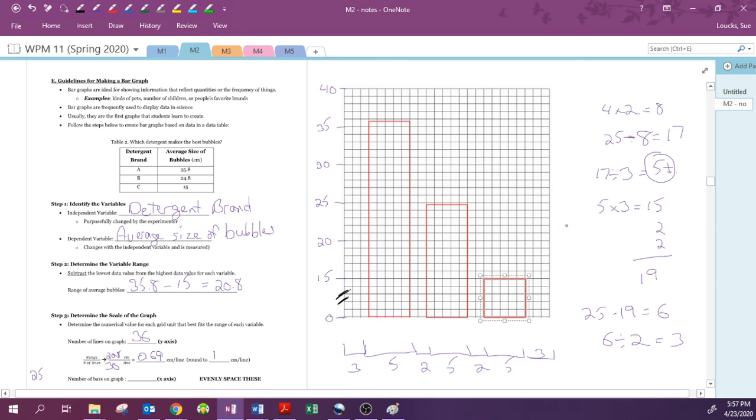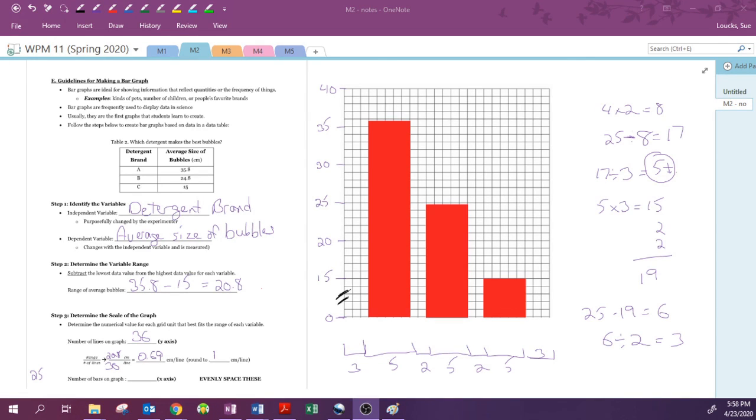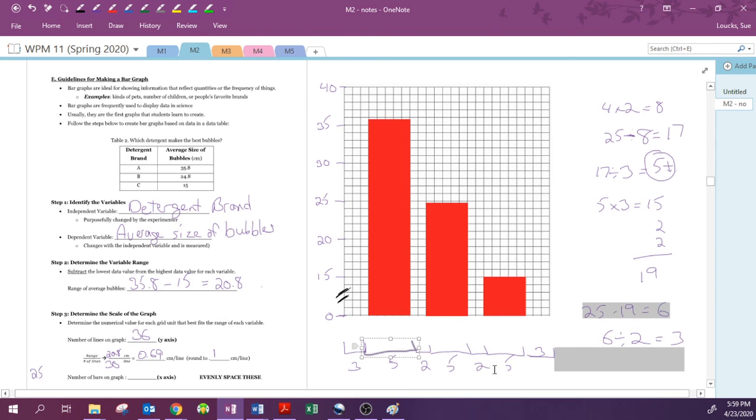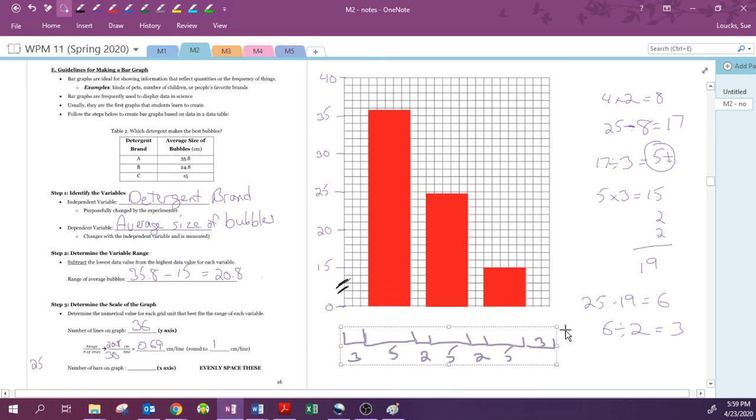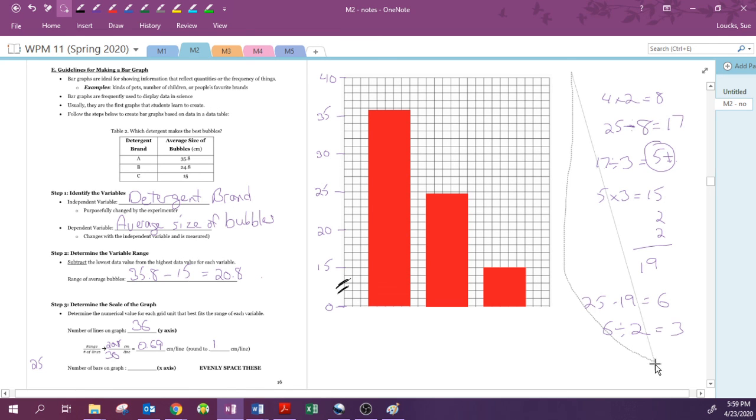I'm just going to snap my fingers and fill in my bars. And now I'm going to erase. I did that because that actually takes a long time to do, and I didn't want to make you sit through it. I'm going to erase this rough work down from the bottom, and I will erase this rough work from the side.